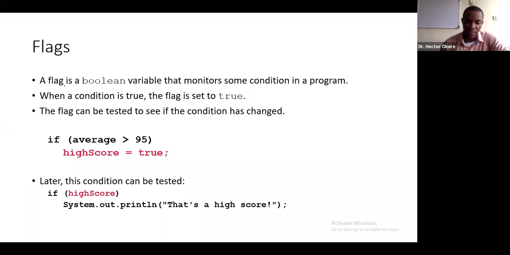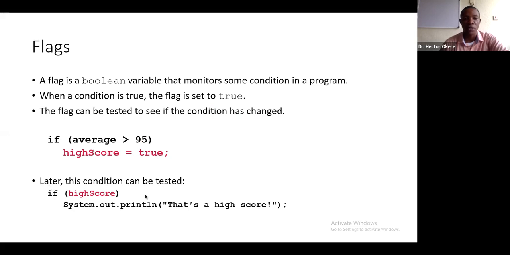So, flags. A flag is a Boolean variable that monitors some condition in a program. Okay. When a condition is true, the flag is set to true. The flag can be tested to see if the condition has changed. Okay. So later this condition, average is greater than high score, equal to true.